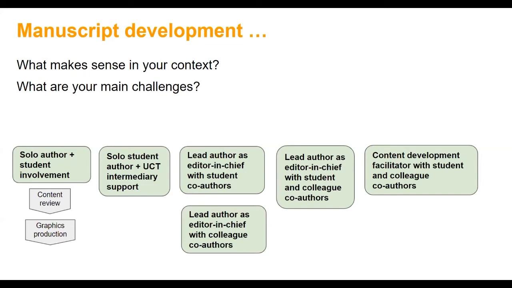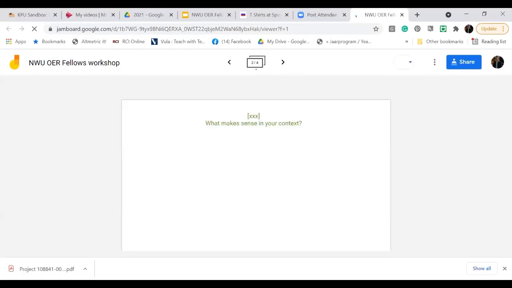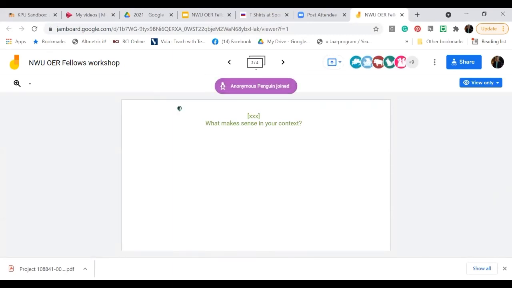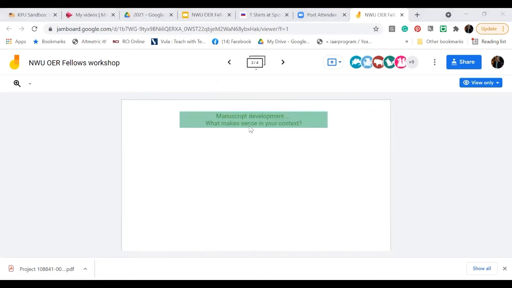And now if you could click through to the Jamboard. We'd like to take 10 minutes for you to do a bit of thinking about that slide and those various authorship approaches. And if you could answer these two questions that we've got on the Jamboard: what makes sense in your context, and then also, what are your main challenges if you're thinking about this manuscript development process, either in terms of authorship or any of those other issues that we pinged around manuscript development.